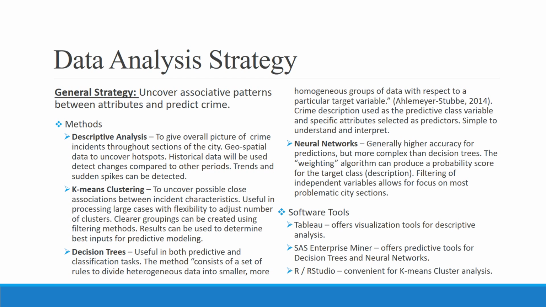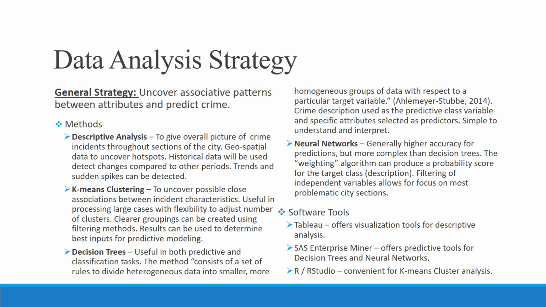For the predictive modeling stage, the first method used is the decision trees. Now this is useful for both predictive and classification tasks. The method consists of a set of rules to divide the data into smaller groupings with respect to a target variable, which most likely would be the type of crime. This method of modeling is simple to understand and interpret.